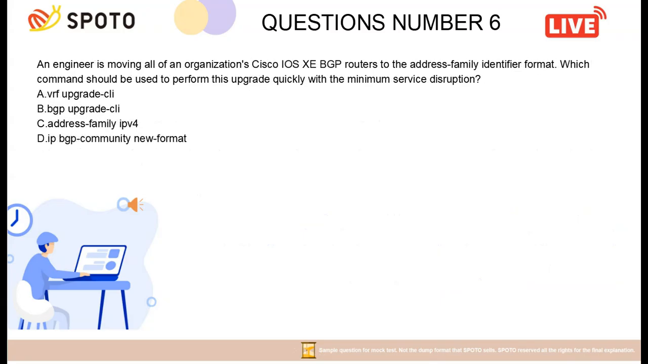Question 6. An engineer is moving all of an organization's Cisco IOS XE BGP routers to the address family identifier format. Which command should be used to perform this upgrade quickly with the minimum service disruption? A. vrf upgrade CLI. B. bgp upgrade CLI. C. address family IPv4. D. ip bgp community new format. You have 15 seconds to answer.